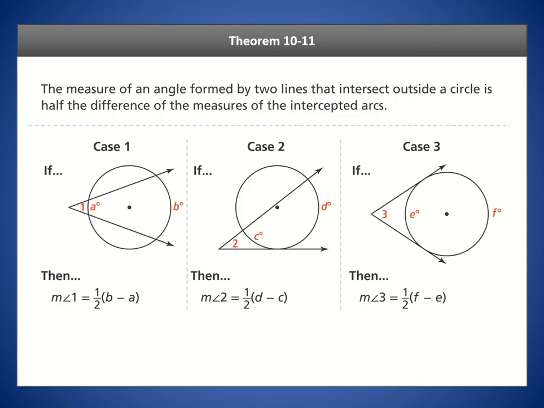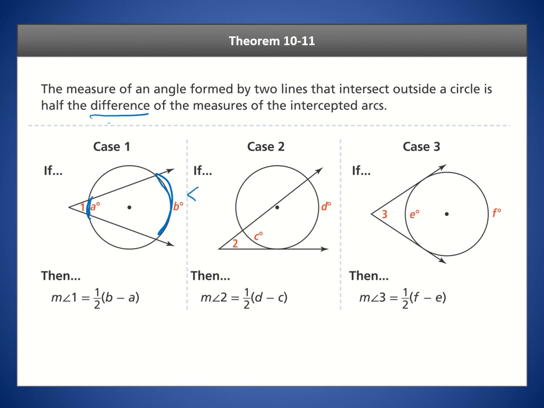All right, so for Theorem 10.11, the measure of an angle formed by two lines that intersect outside a circle this time is half the difference of the measures of the intercepted arcs. So before, when they crossed on the inside, we had to take the sum of those intercepted arcs. This time when they cross on the outside, we had to find the difference of the intercepted arcs. So if it's on the inside, you add up the arcs, divide by 2. If it's on the outside, you have to take the difference. You have to subtract the arcs and then divide by 2.